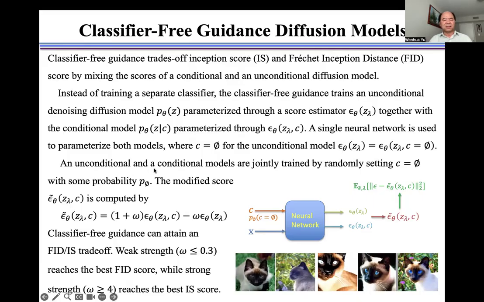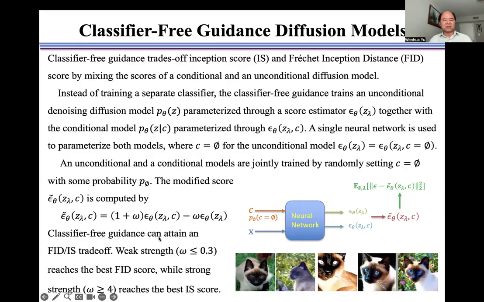The conditional and unconditional models are jointly trained by randomly setting C as empty with some probability P0. The modified score epsilon theta tilde is computed by using this equation that is explained graphically in this figure.